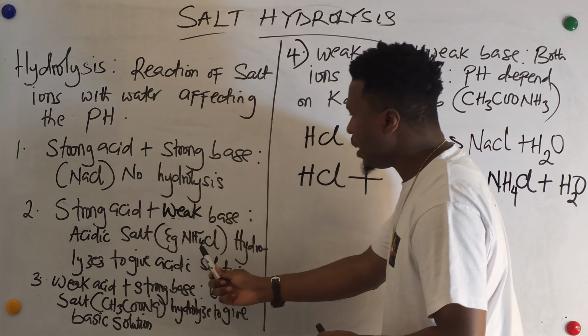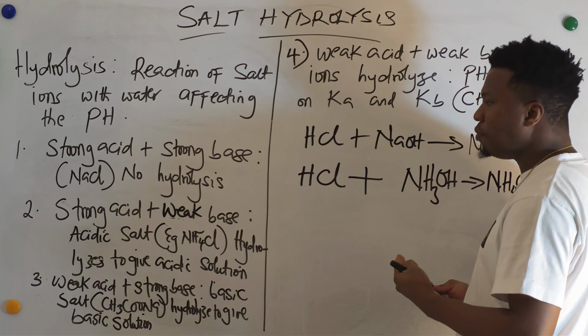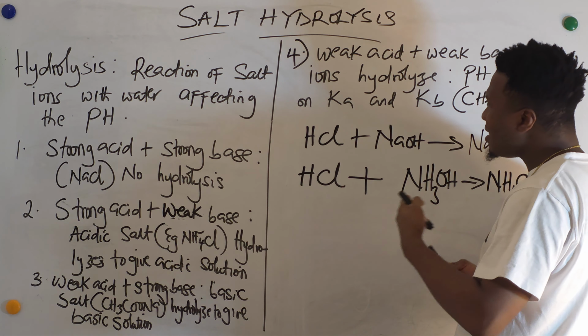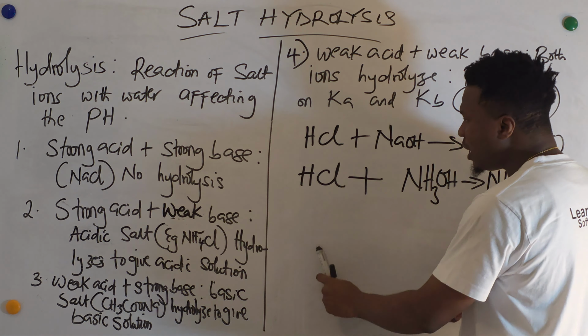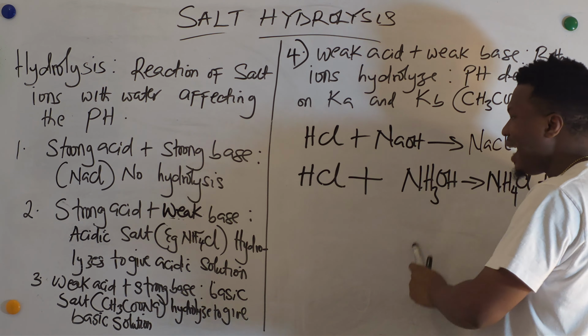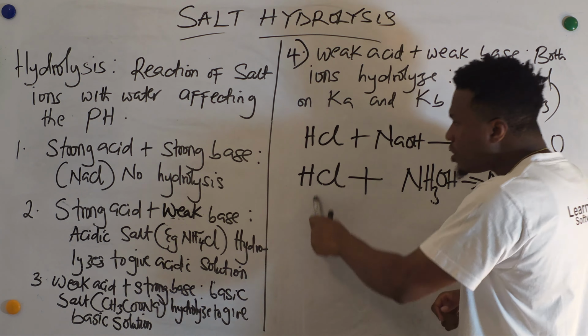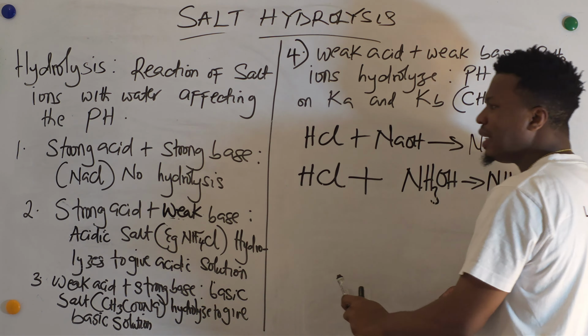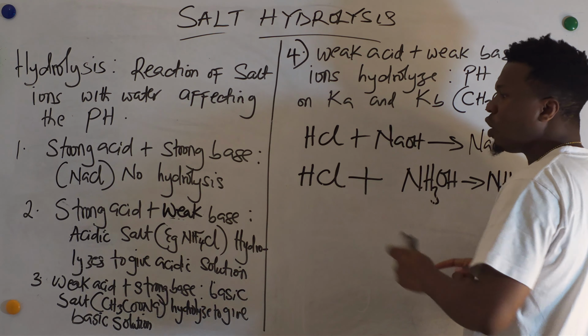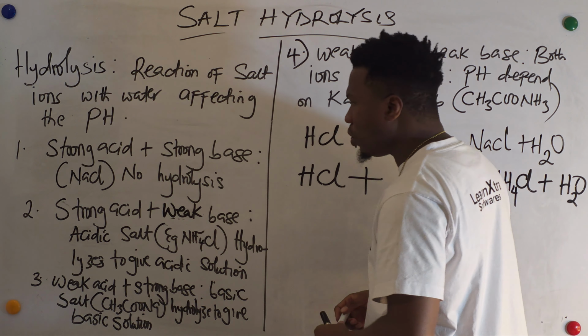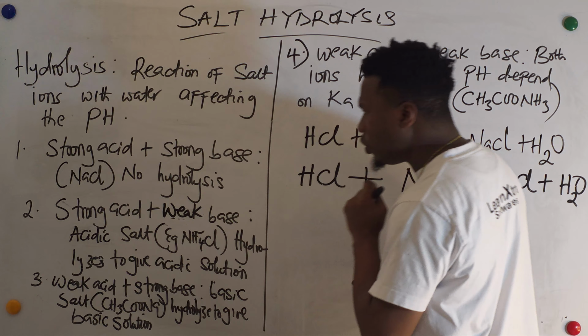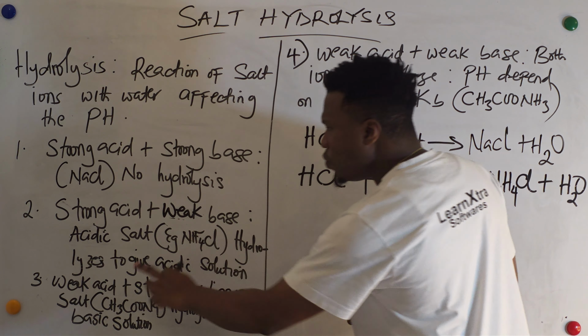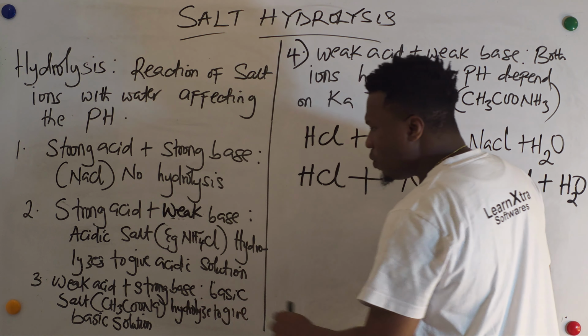So if you now hydrolyze this salt, you are going to have what? You're going to have an acidic solution. You know why it's going to be acidic? It's going to be an acidic salt because the concentration of the acid is higher than that of the base. This is a strong acid, this is a weak base. So when it hydrolyzes, the solution will become what? An acidic solution.